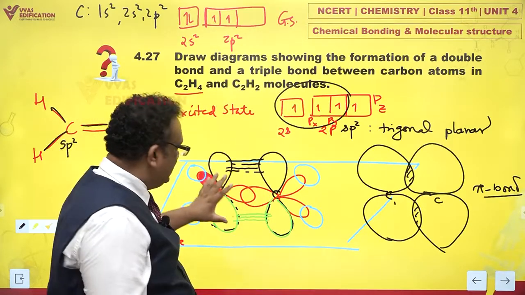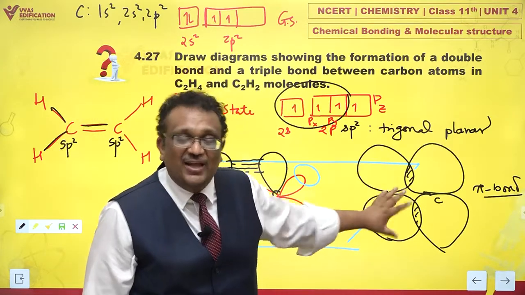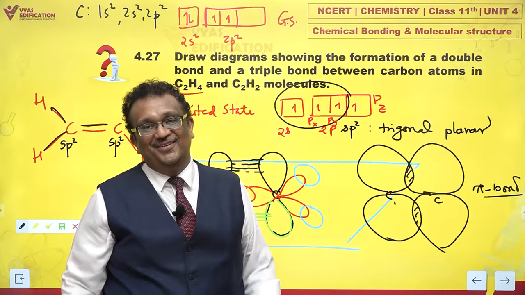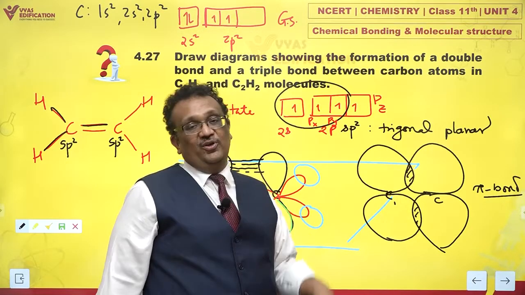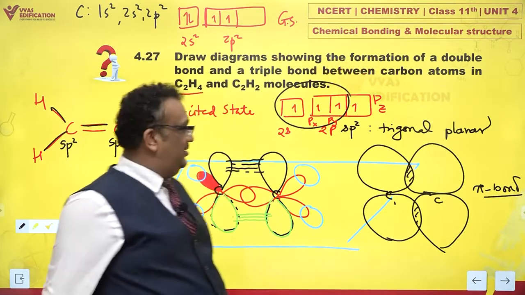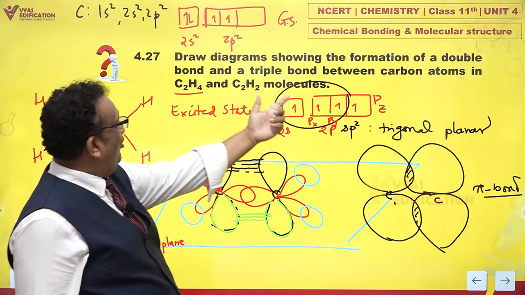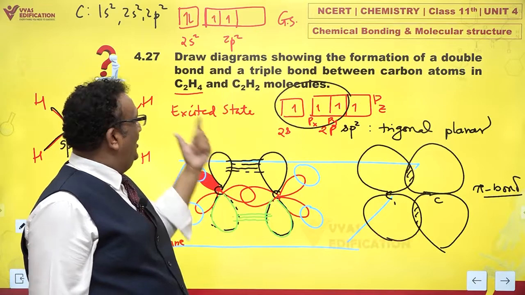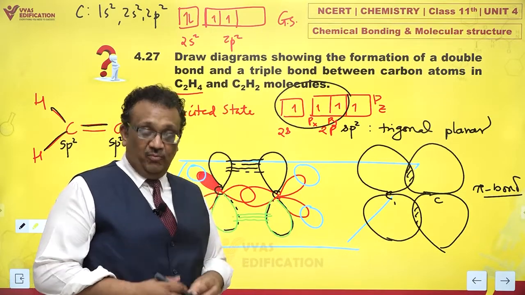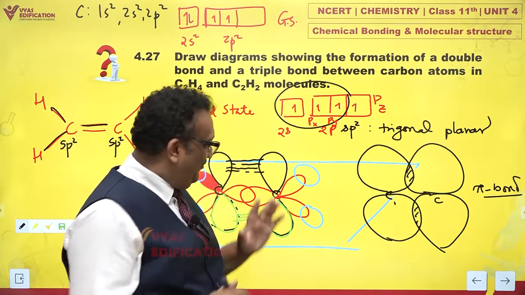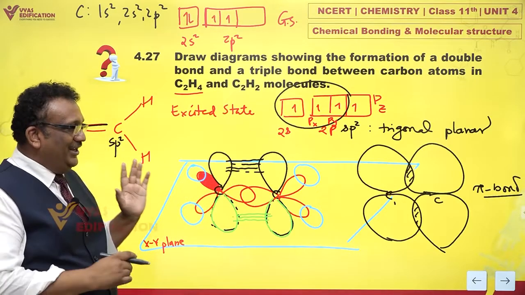So when you watch this, imagine this. This is actually the shape of a pi bond. Yeah, orbitals which are overlapping to give you a pi bond, that would be more accurate. This is the diagram showing the formation of a double bond in ethene. What about ethyne? We'll come to ethyne. But first, take down ethene.